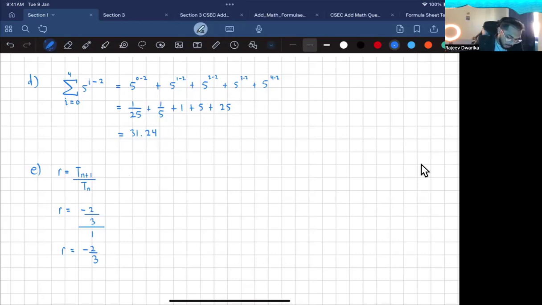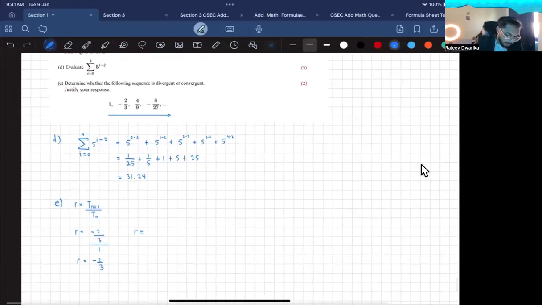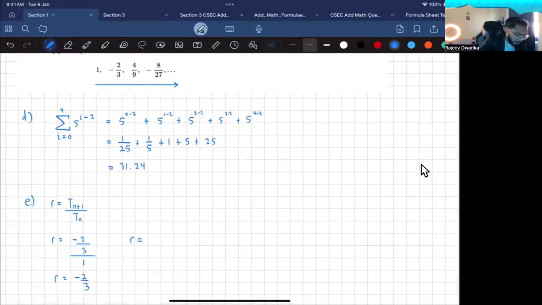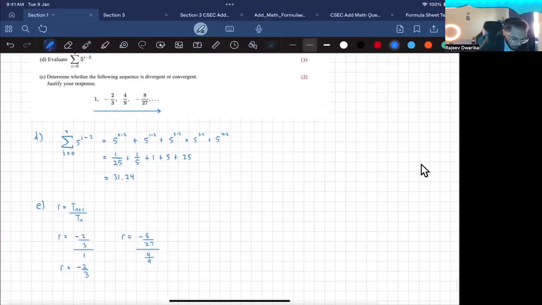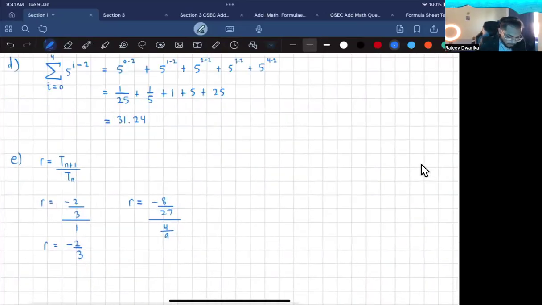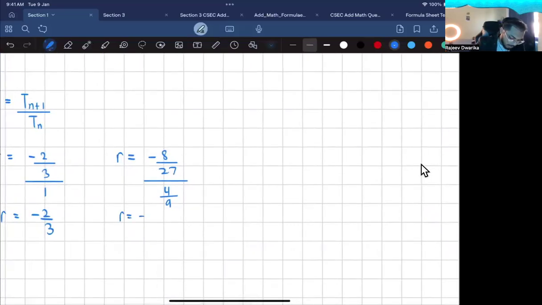Cool. Next up, R would be equal to, give mom another example. Minus 8 over 27. Minus 8 over 27 divided by 4 over 9. Plug that into the calculator and let me know what you get. I get minus 2/3. All right, so you got minus 2/3.